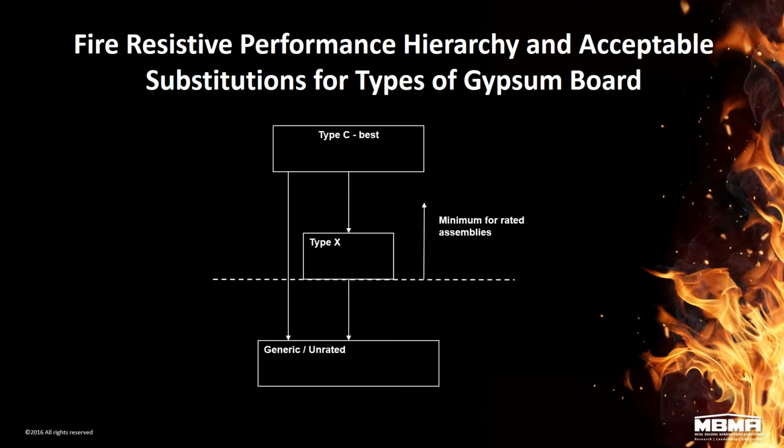The minimum type of board that you need for rated assemblies are either Type X, what's called Type X, or enhanced Type X, which is also known as Type C, is even the best performing fire resistive board. In terms of substitutions or allowances, the UL assemblies or rated assemblies in general will specify the manufacturer and the type of board that is required for that particular assembly.